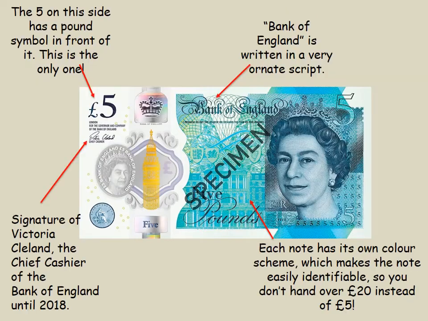Brilliant. So, you may have noticed that the 5 on the left hand side has a pound symbol in front of it. This is the only one that has the pound symbol in front of it. The Bank of England is written in a very ornate script. You might notice that there's a signature of Victoria Cleland, who was the chief cashier of the Bank of England up until 2018, and her signature features on it. And you'll notice that it has its own colour scheme. Why do you think the colour scheme is so important? That's right, it makes it easily identifiable, so you don't accidentally hand over a £20 note instead of a £5 note.